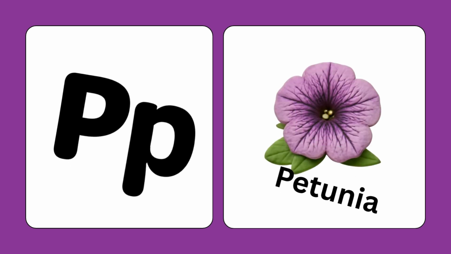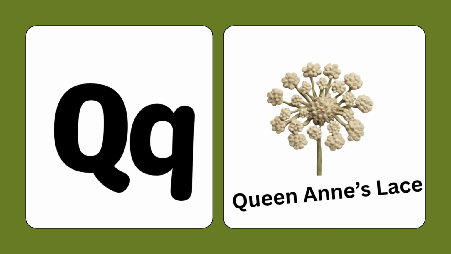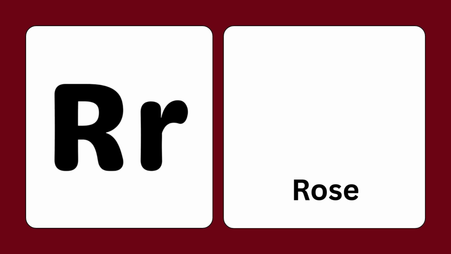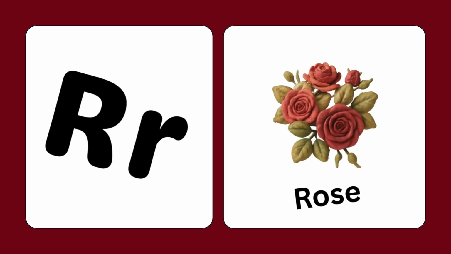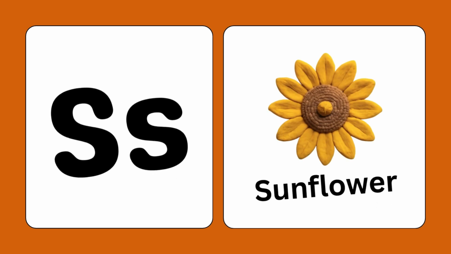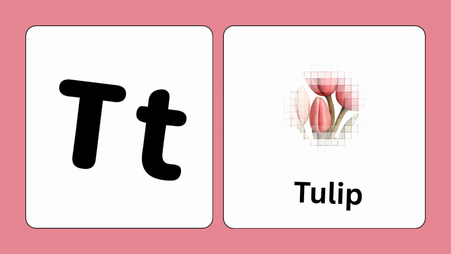P is for petunia. Q is for Queen Anne's lace. R is for rose. S is for sunflower. T is for tulip.